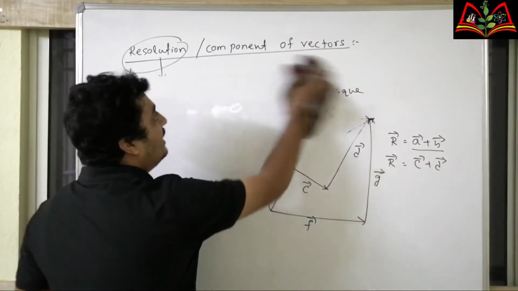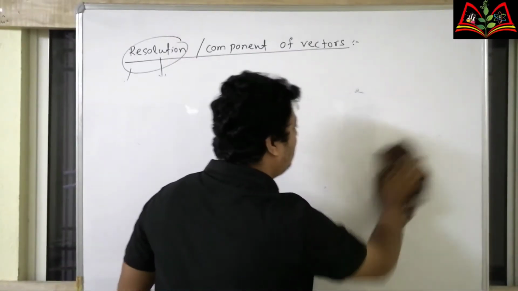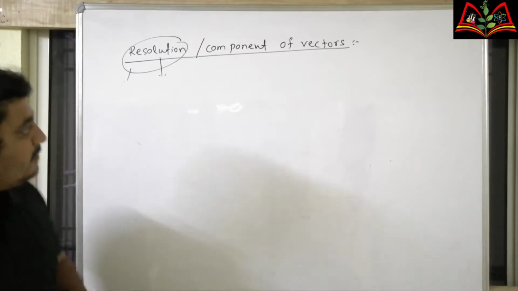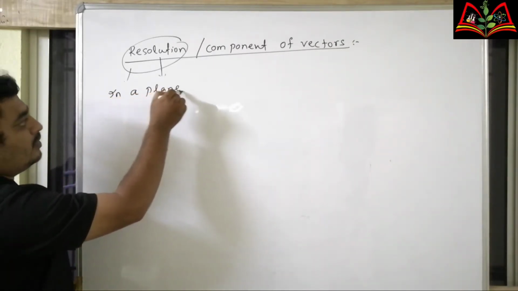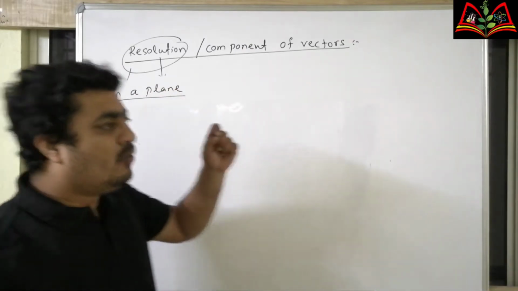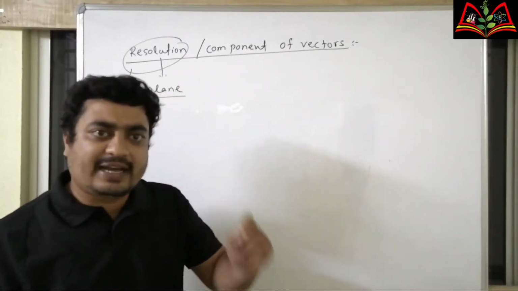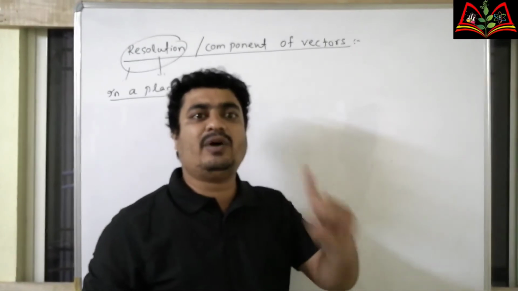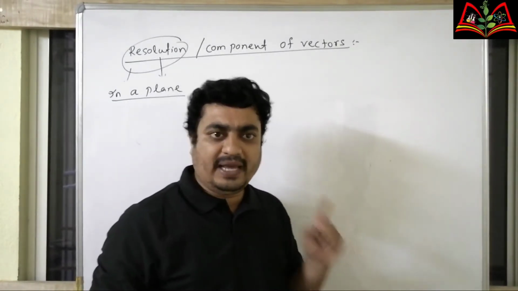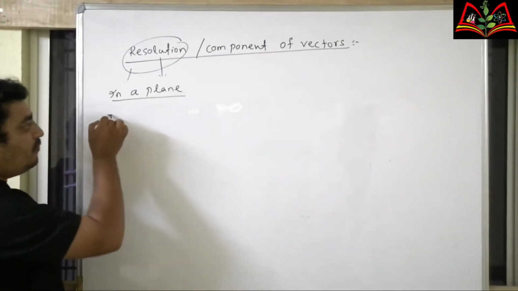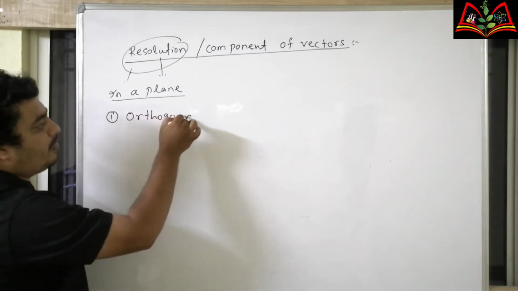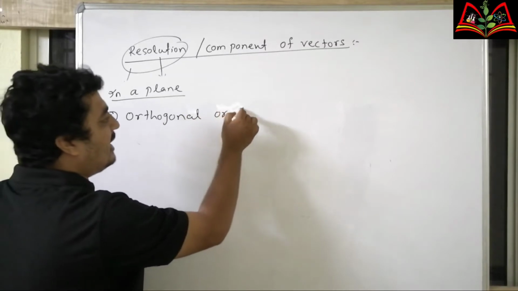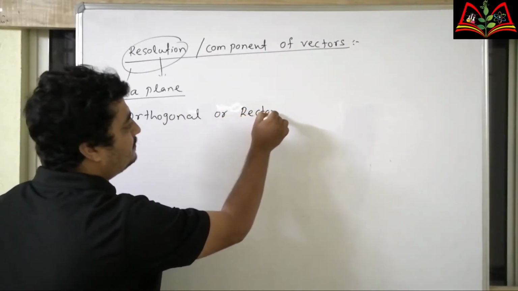Next we will go for resolution of a vector in a plane. So there are two possibilities. One is along rectangular components, second one is along oblique components. First we will go for orthogonal or rectangular components.